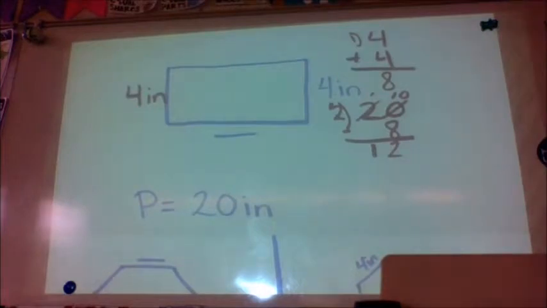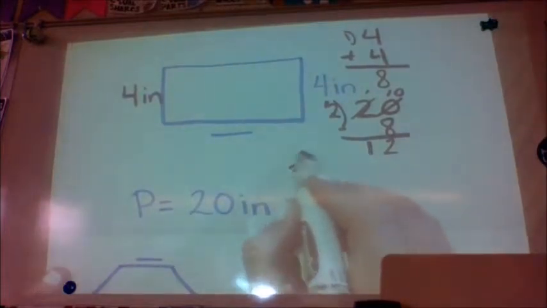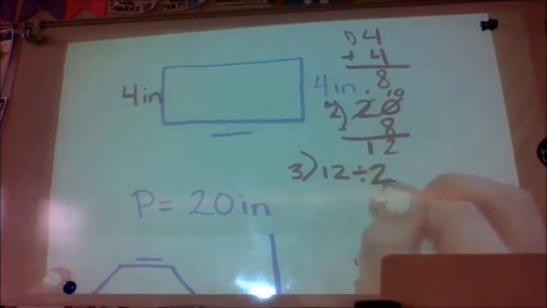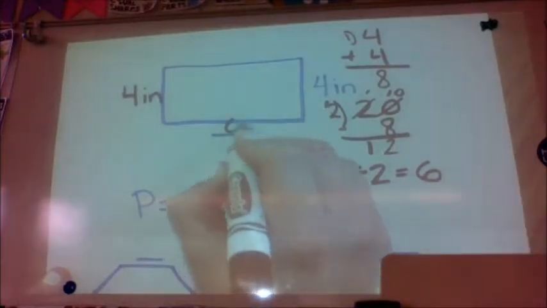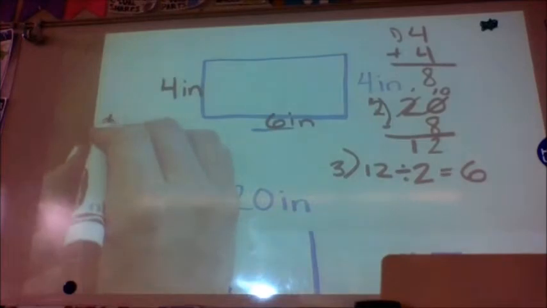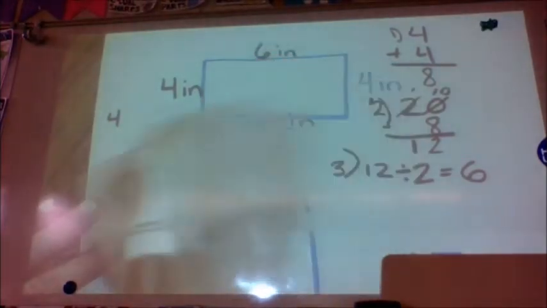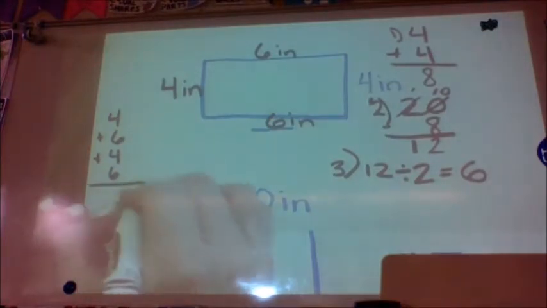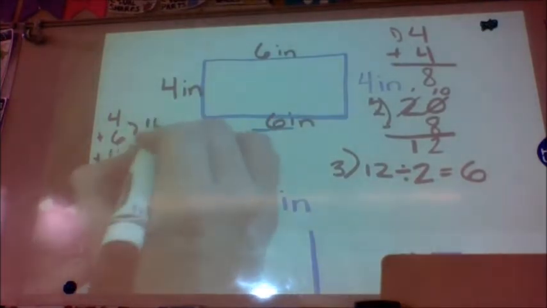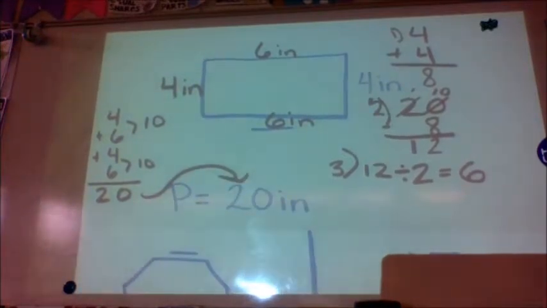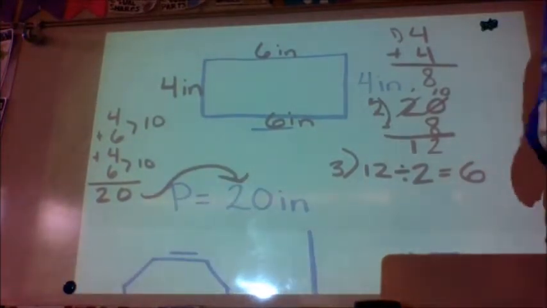So we would take the 12 in step 3. We would take the 12, and since it's equally shared between 2 sides, we divide it by 2, which would give us an answer of 6, which is the answer for that missing side. And then when they come over here to check, again, this is 6 inches as well. They would do 4 plus 6 plus 4 plus 6, 10, 10, 20, which equals what they were given. And that's how they make sure that their answer is correct.